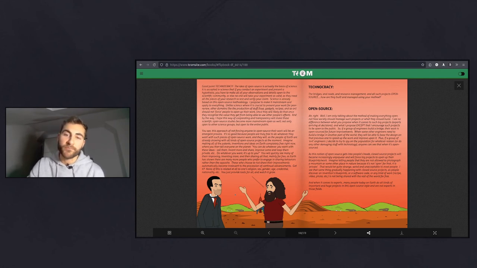But then Technocracy is thinking, okay, what about the bridges and roads and resource management and all such projects? Are they open source? How are they built and managed using your method? And then open source answers, all right, well, I'm only talking about the method of making everything open, not how society should manage such projects or what they should build. I see no difference between what you propose when it comes to such big projects, experts arriving at decisions, and what I propose, except that I encourage such projects to be open to the public.